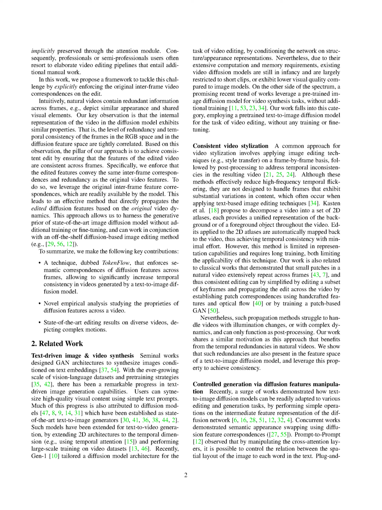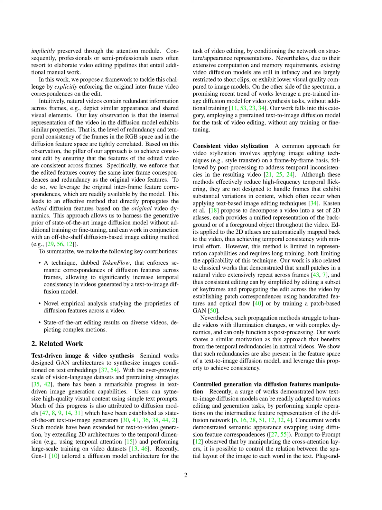text-based image editing techniques. Kasten and others have suggested breaking a video down into a set of 2D atlases, each representing the background or a foreground object throughout the video. Any edits made to the 2D atlases are automatically mapped back to the video, achieving temporal consistency with minimal effort. However, this method has limitations in its representation capabilities and requires long training, both of which limit its usefulness.